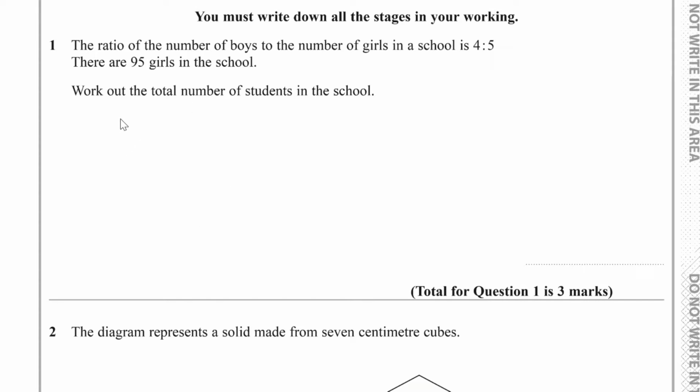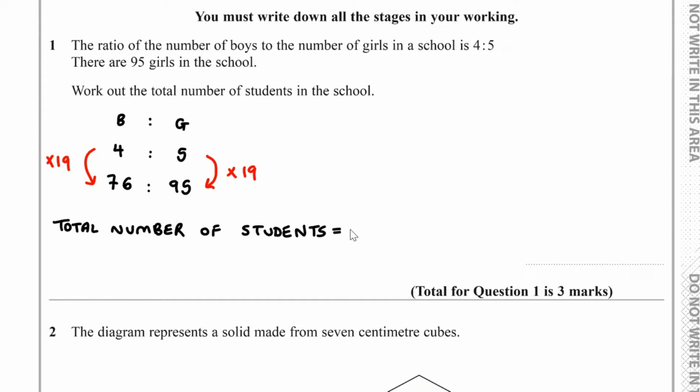So what we know already, the ratio of boys to girls is given by 4 to 5. And we know already there's 95 girls in the school. And we have to work out the total number of students in the school. Well, before we do anything else, we need to work out the number of boys. Now, to go from 5 to 95, we multiply by 19. And therefore, 4 times 19, that's 76. So there's 76 boys in the school.